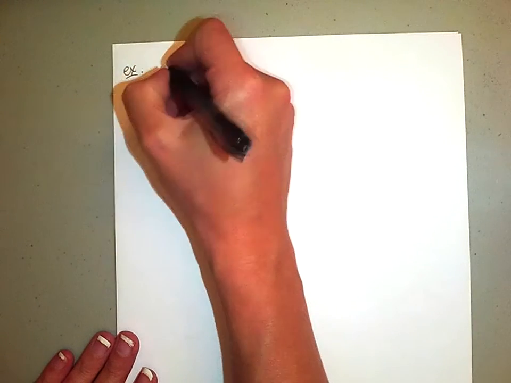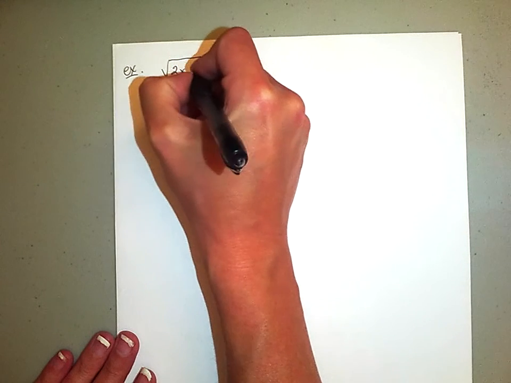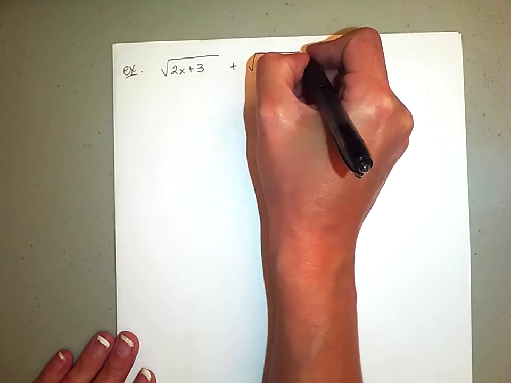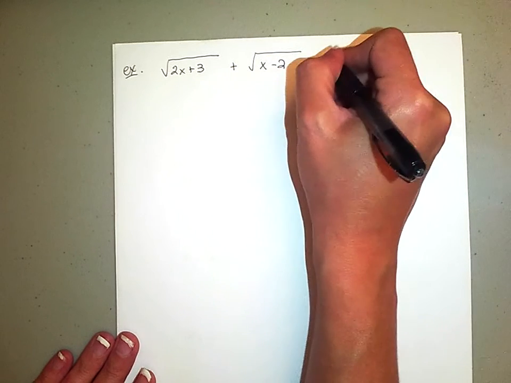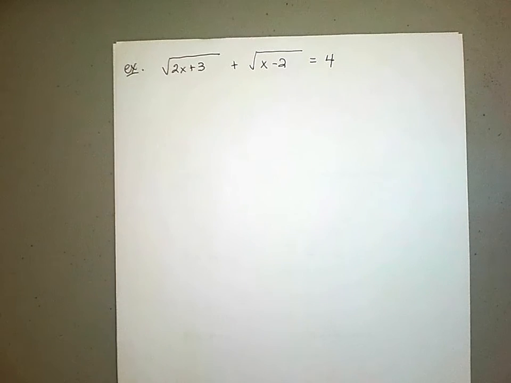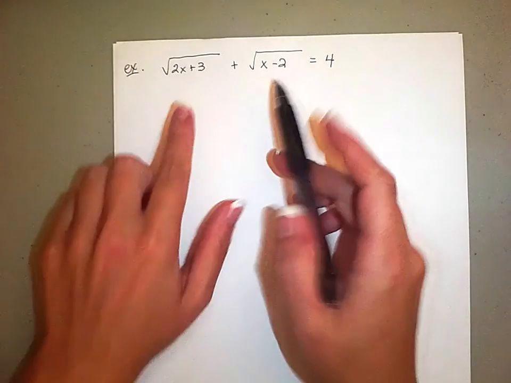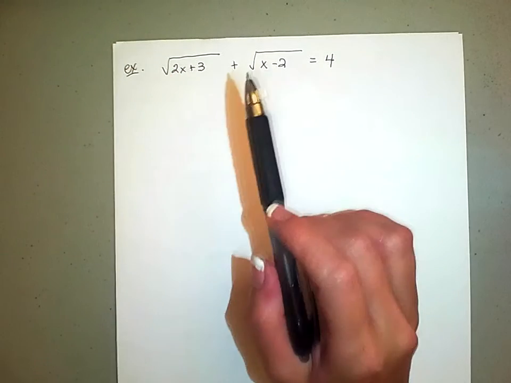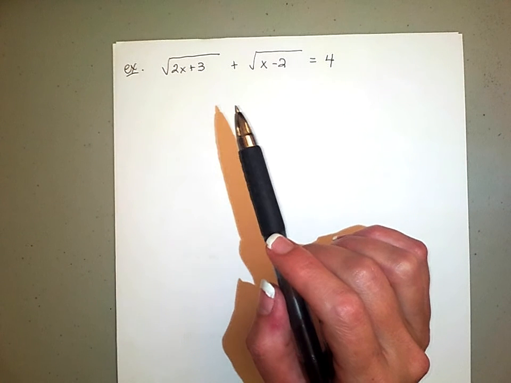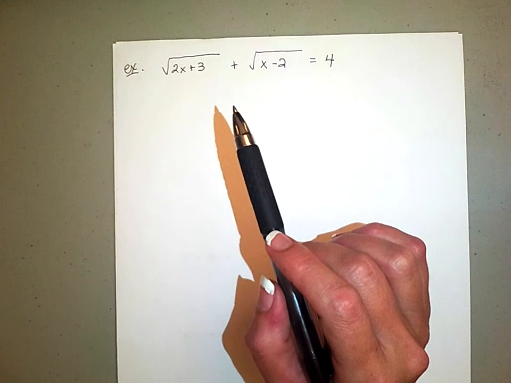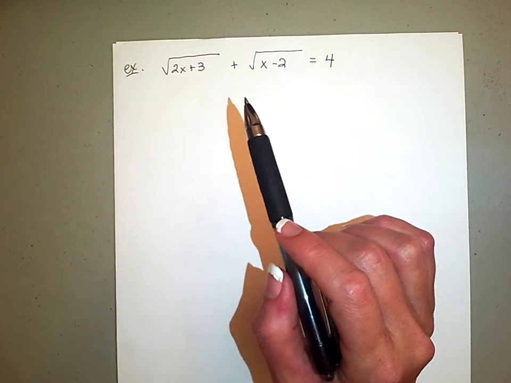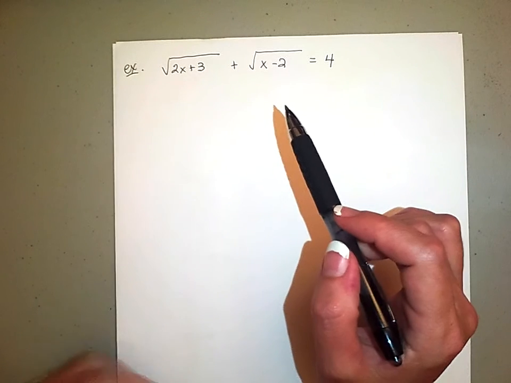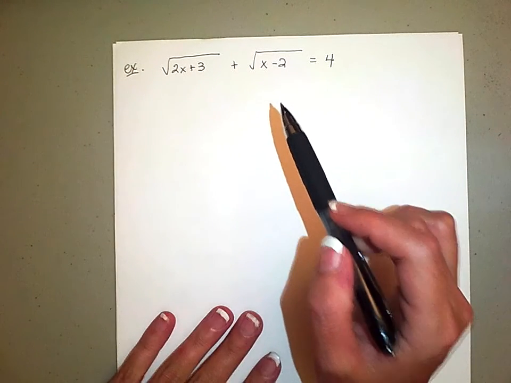Sometimes we will have equations with two radicals, and we will have to deal with them as well. So let's say, for example, we have the square root of 2x plus 3, and we add to it the square root of x minus 2, and that's equal to 4. We still have multiple x's, and now it's not just under one radical, but it's under two. So what we're going to have to do is get rid of two radicals. To do this, we will eventually have to square, and we will square both sides.